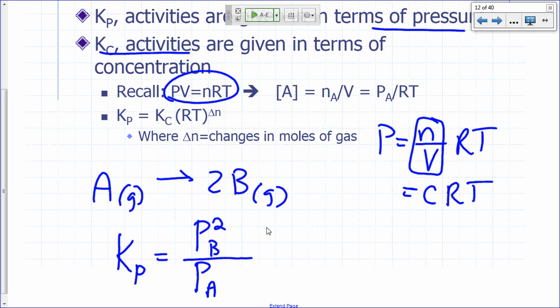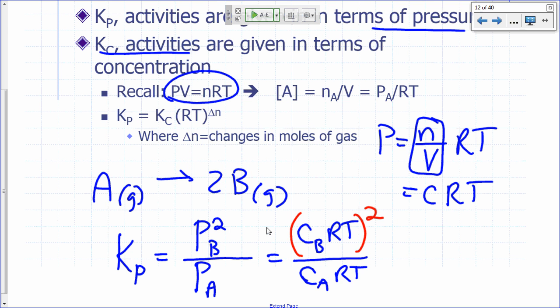But what if I want to use concentration instead? What's pressure of B equal to? Concentration of B times RT, that's the pressure of B, right? So I can rewrite that and then square it. That's my numerator. What's my denominator going to be? Pressure of A would be concentration of A times RT. And this one I'm going to raise to the power 1. What is this 2 and 1? That's the coefficient of B and A in your balanced equation, right?